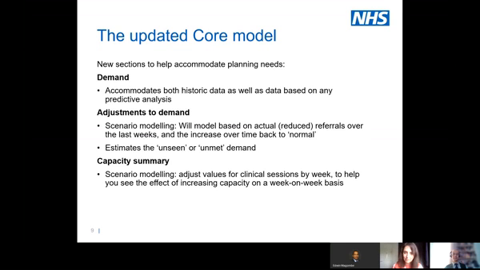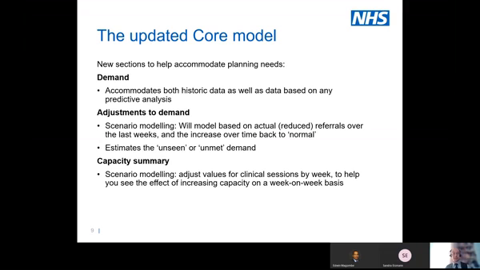And with this, I'm handing over to Keith. Thank you very much, Sandra. So what I'll be talking about to begin with is just a quick discussion about the new sections that we've added into the core model, just to help accommodate these new planning needs that Sandra just discussed.